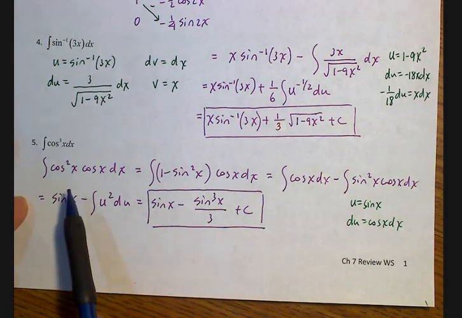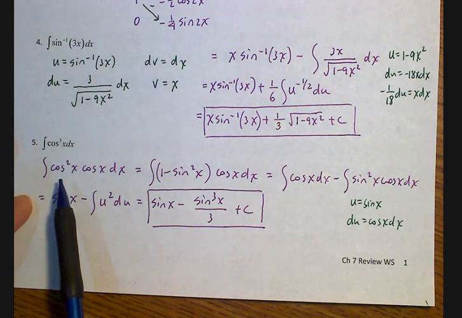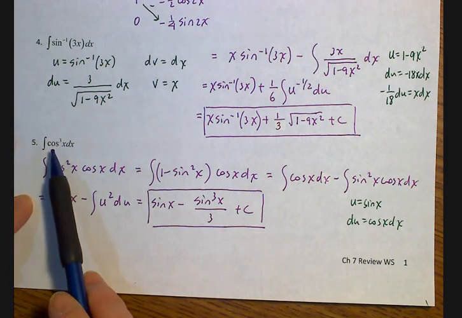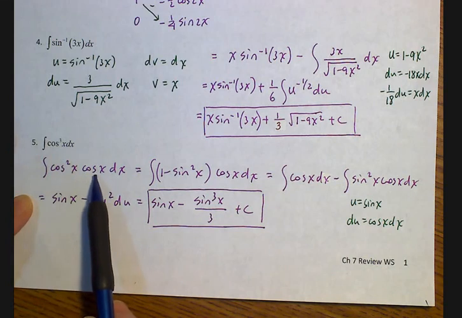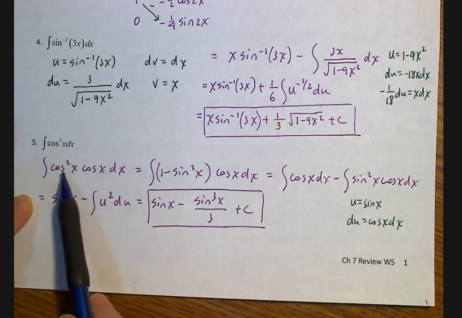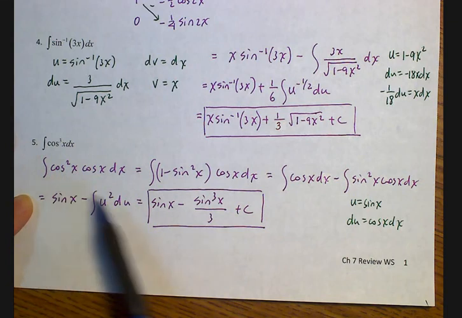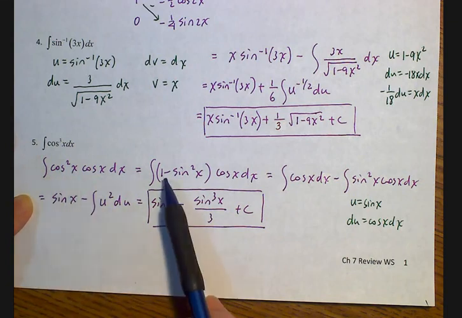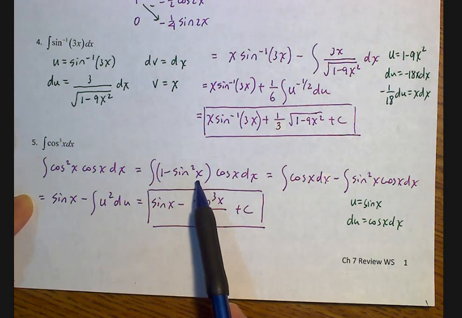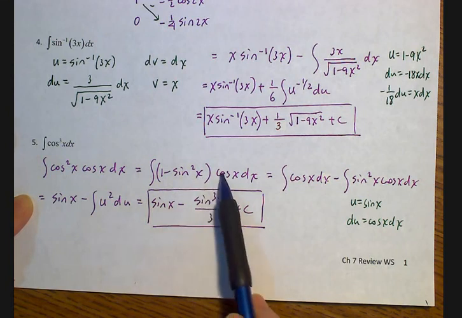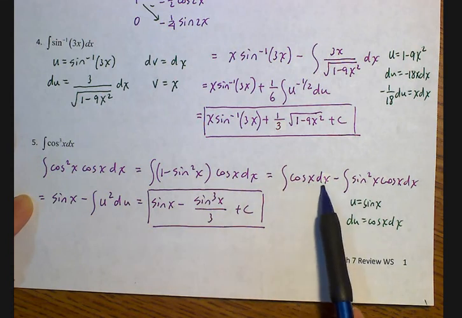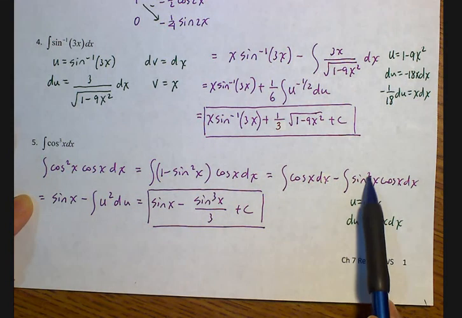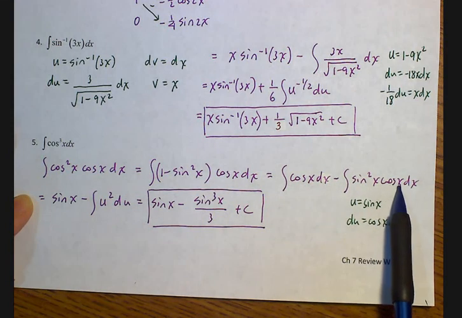The last example, the last problem, number 5, is the integral of cosine cubed of x. So I'm going to break off one of the cosine of x and leave cosine squared x. Rewrite cosine squared x as 1 minus sine squared x using the Pythagorean identity. Then I'll distribute the cosine of x. So that gives me cosine x dx minus sine squared x cosine x dx.